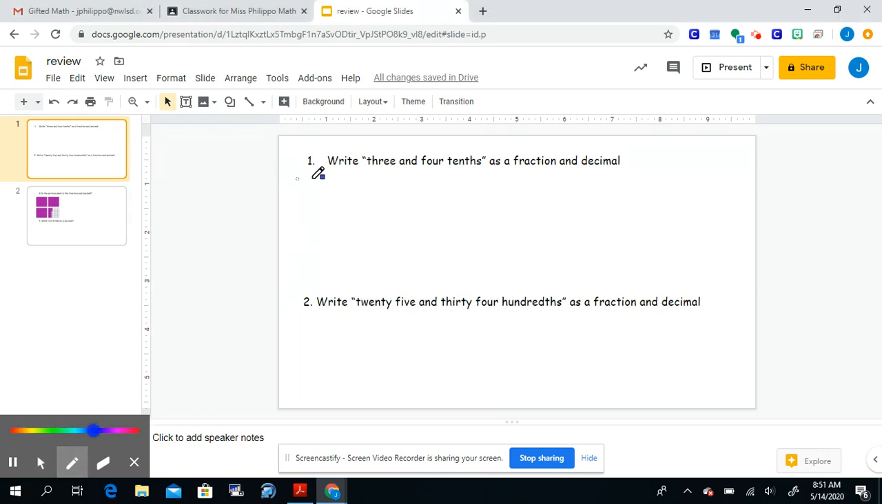So the first question is write 3 and 4/10 as a fraction and a decimal. I'm going to circle the word and because that's super important for you to see there. Now go ahead and try writing it as a fraction and a decimal. Pause the video if you need to. All right, so I'm going to start going over the answer here.